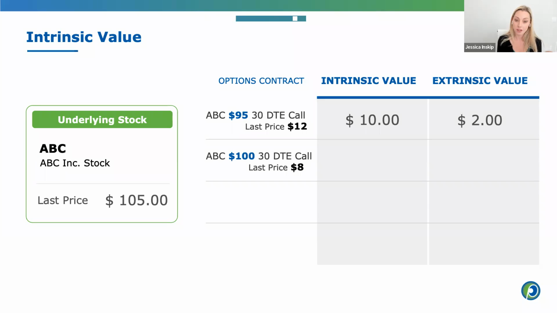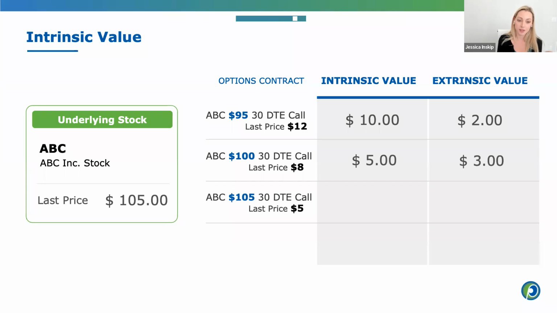We have the same 30 days expiration, but we look at a strike price of 100. I have the right to buy at 100. I could sell at the market at 105. Therefore, it should be worth at least 5. The premium is 8. Therefore, the extrinsic value is 3, the difference.